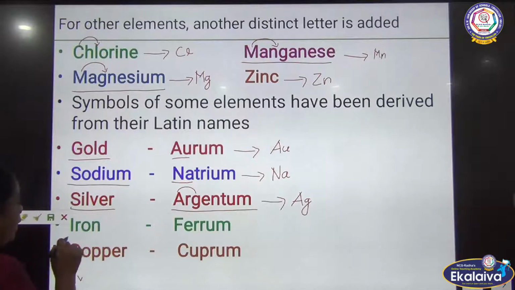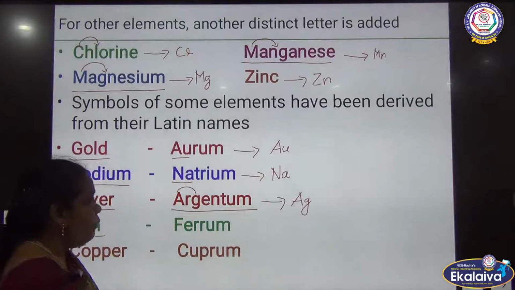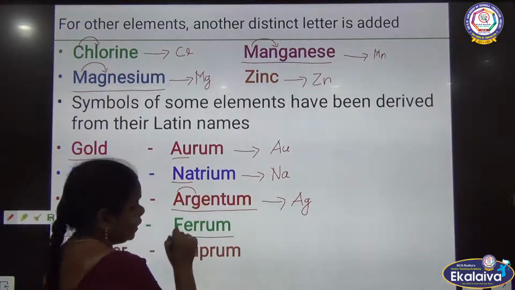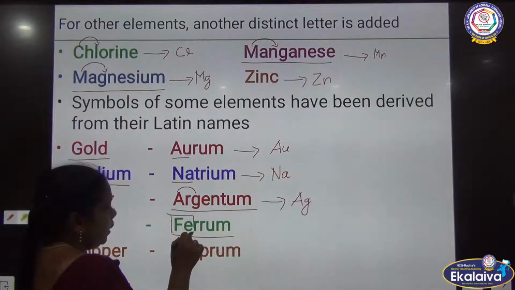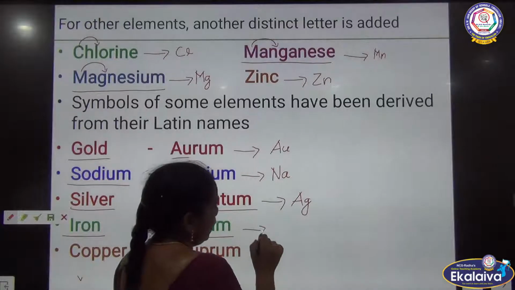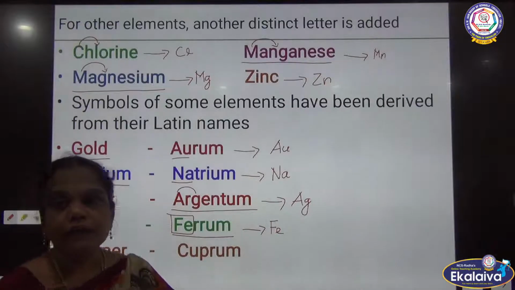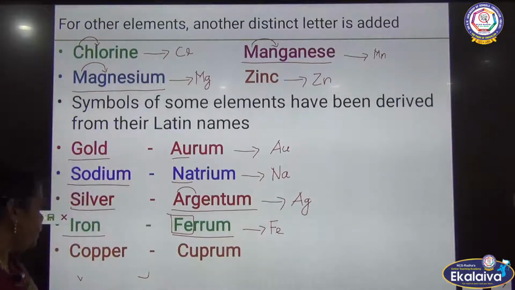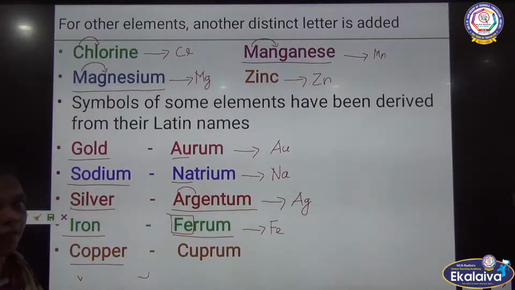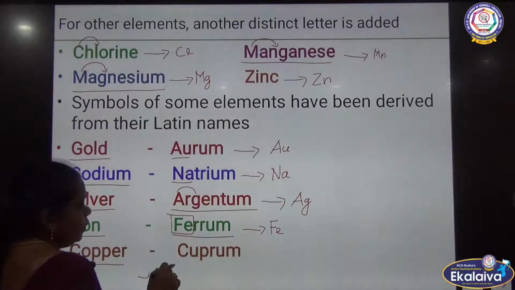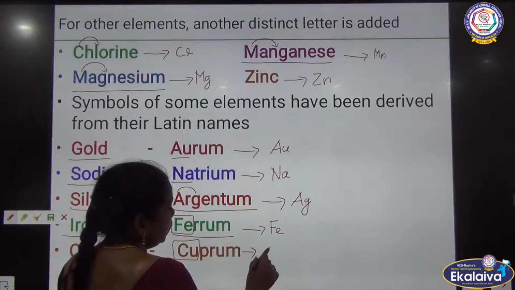And next one, iron. The Latin name of iron is ferrum. So what are the first two letters of ferrum? Fe. So iron can be represented as Fe. And next, copper. The Latin name of copper is cuprum. So the symbol for copper is Cu.